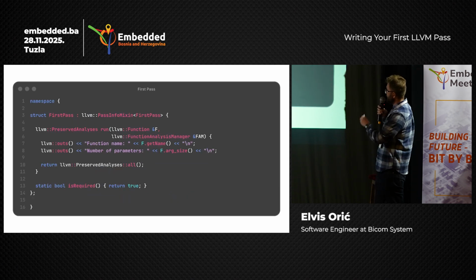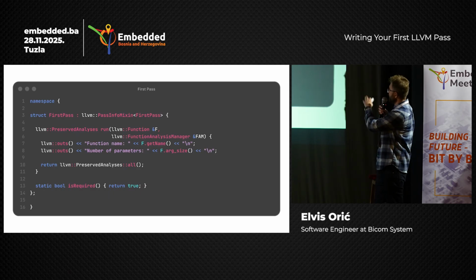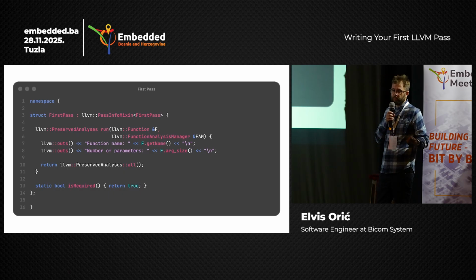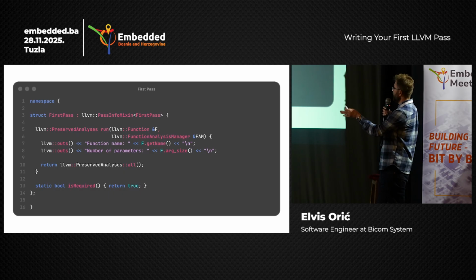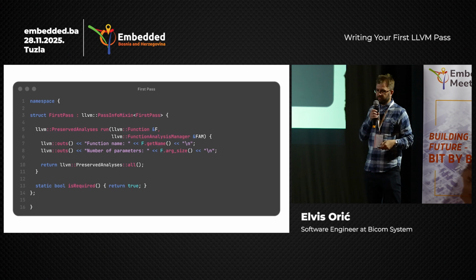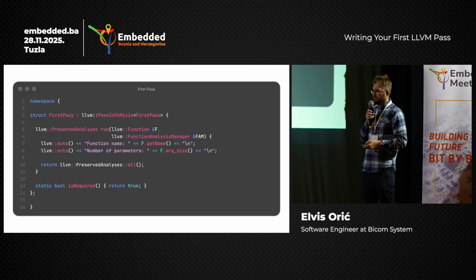So this is our first implementation of a first pass. What we are doing, when we run clang or opt, is dumping in the compilation pipeline the function name and number of parameters. And this will not transform our code. It will just dump it. So we preserve all analyses here. If you are doing a transformation, if you are changing your code, you have to say so, so that the other passes in the pipeline know whether they should also do something or not.